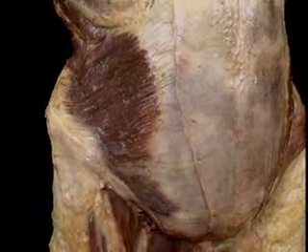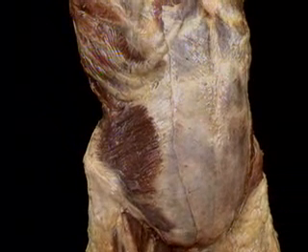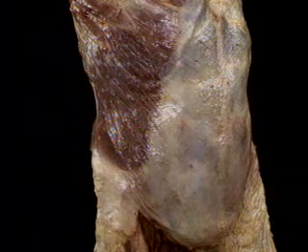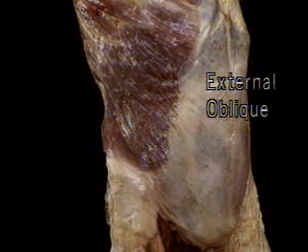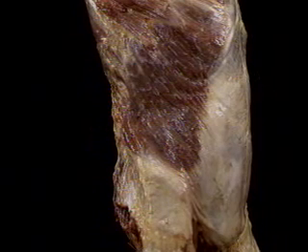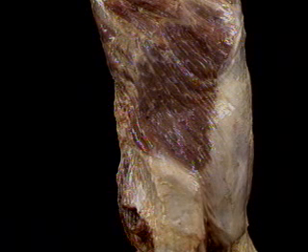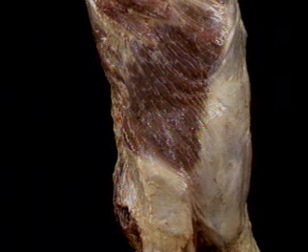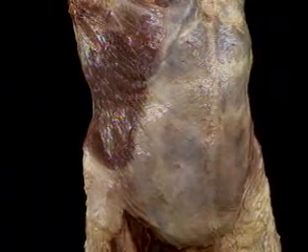Now that we've looked at the internal oblique, it's time to add the external oblique muscle to the picture. Here's the external oblique muscle, the outermost of the three flat muscles. The fibers of the external oblique spiral downwards and forwards at the side, downwards and medially in front.